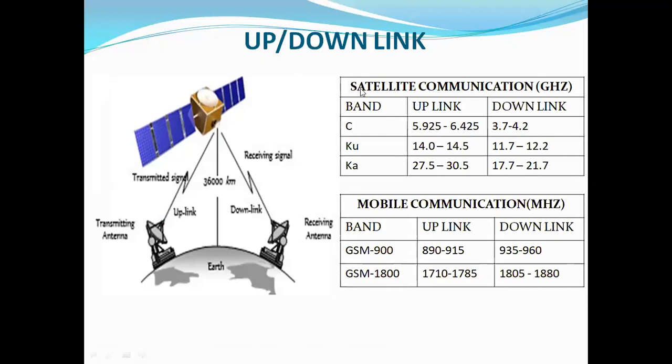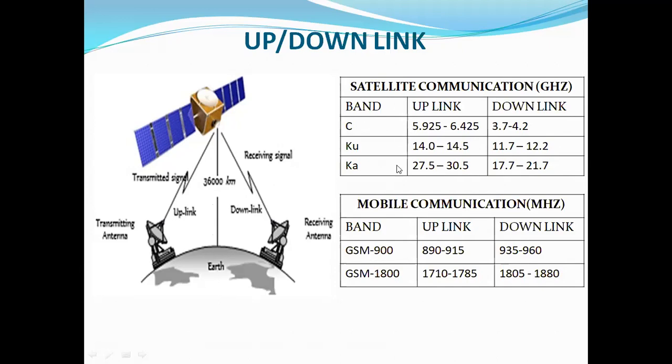So, uplink and downlink. As we all know, a satellite has some base station on the ground. From the base station to the satellite, this link is called uplink, and from the satellite to the base station on the ground, this link is called downlink. This is a geostationary satellite, 36,000 kilometers above Earth's surface.